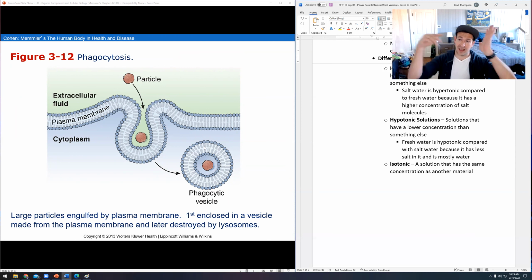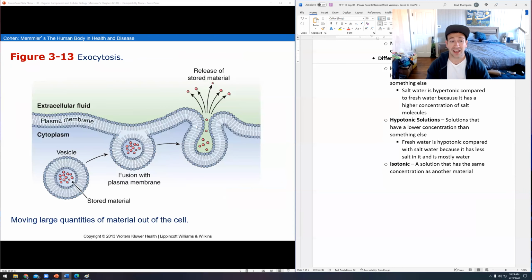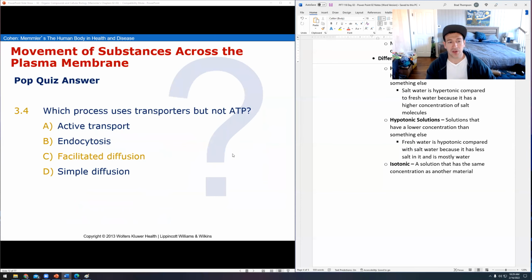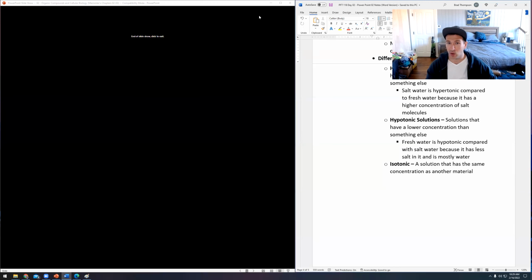So a particle hits the outside of the cell, the cell wraps itself around it, pinches it off, and starts eating it. You've also got exocytosis, which is exactly the opposite, where any extra materials your cell wants to get rid of go to the membrane and then the membrane spits that out. Earlier, we were talking about one neuron spitting out chemicals and the other neuron accepting it. That's exocytosis. It spits it out. So those are your various cell membranes and how they work.